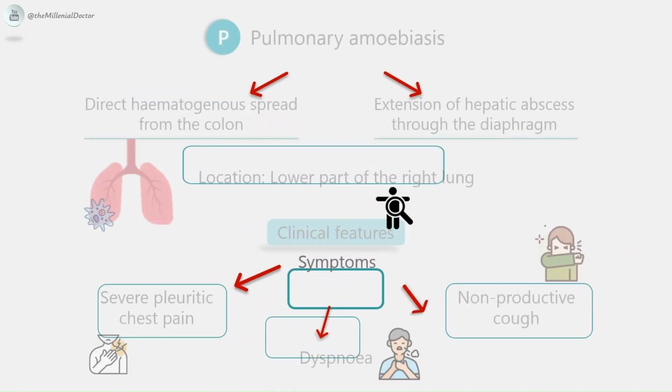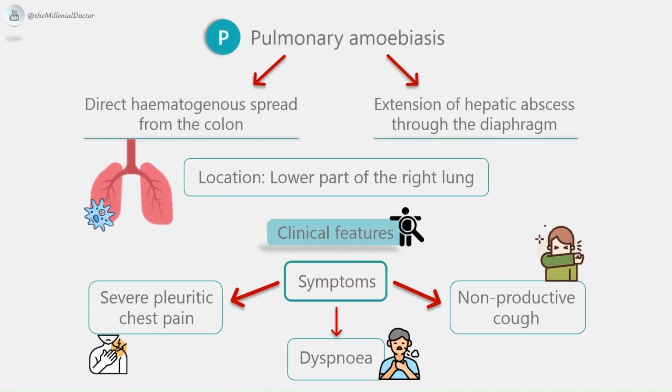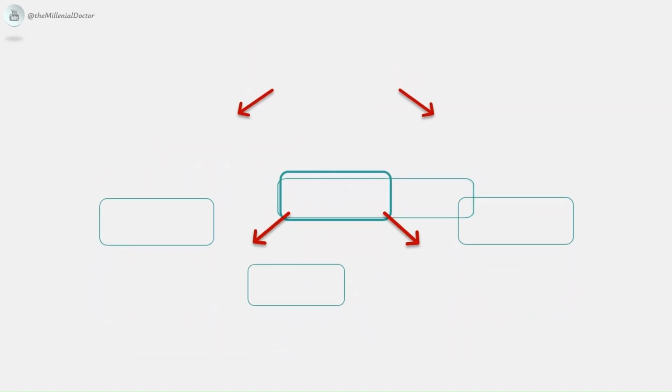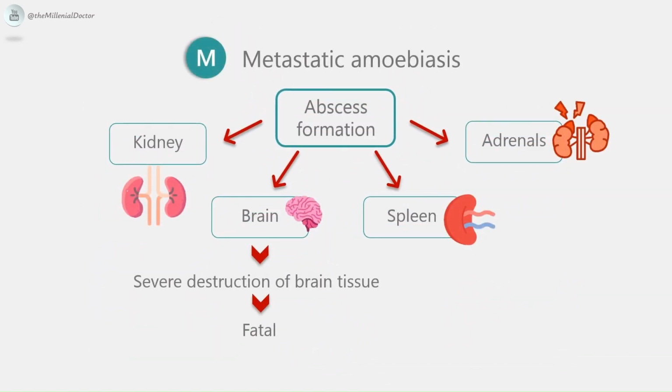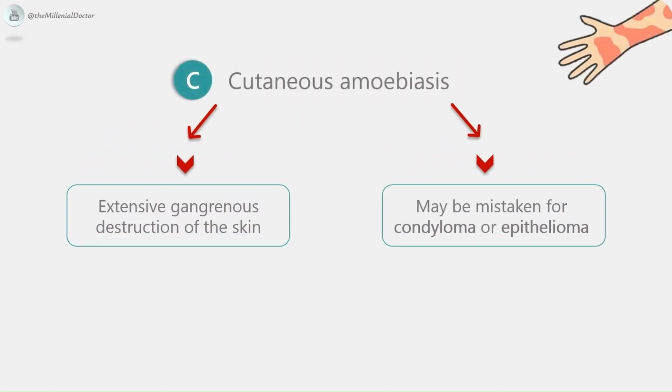Next, pulmonary amoebiasis. Clinical features: the patient presents with severe pleuritic chest pain, dyspnea and non-productive cough. Next, metastatic amoebiasis. Abscesses in kidney, brain, spleen and adrenals have been noticed. Spread to the brain leads to severe destruction of brain tissue and is fatal. Next, cutaneous amoebiasis. Extensive gangrenous destruction of the skin occurs. The lesion may be mistaken for condyloma or epithelioma.